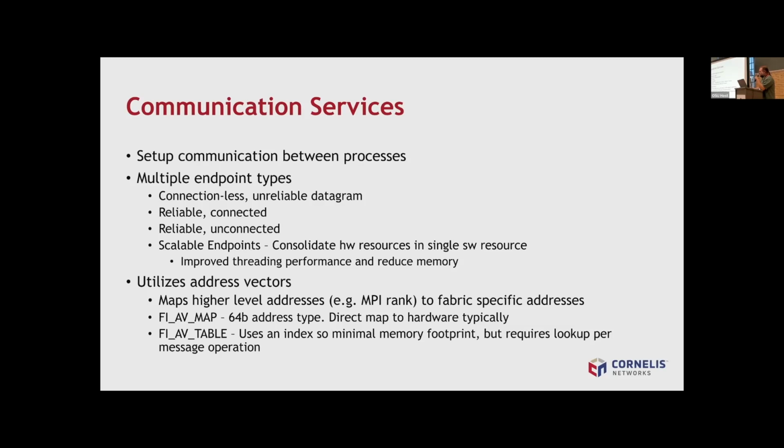Think like a socket address or a LID, for example, or maybe a MAC address. And there's two different types in LibFabric. AV map, which is essentially just a 64-bit address. This is typically directly mapped to hardware. This would store your MAC address or a LID or whatever. And then the more scalable one is the AV table, which has an index to minimize the memory footprint, but you also have a performance hit because you have to look up that index every time you do a data transfer.